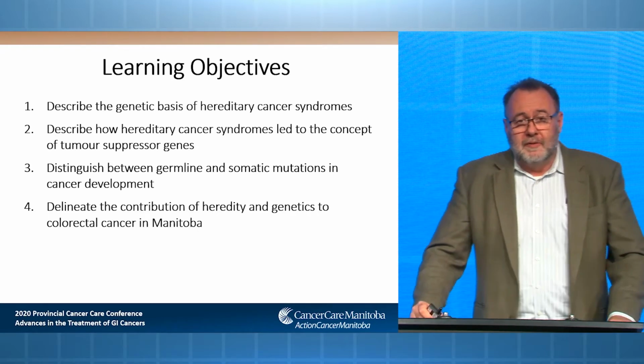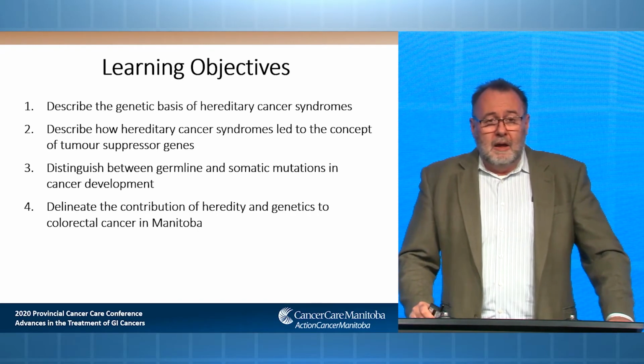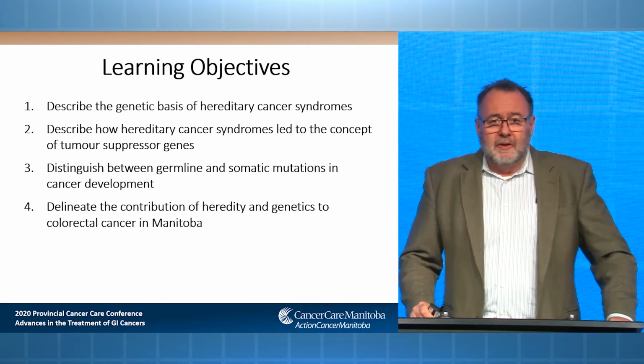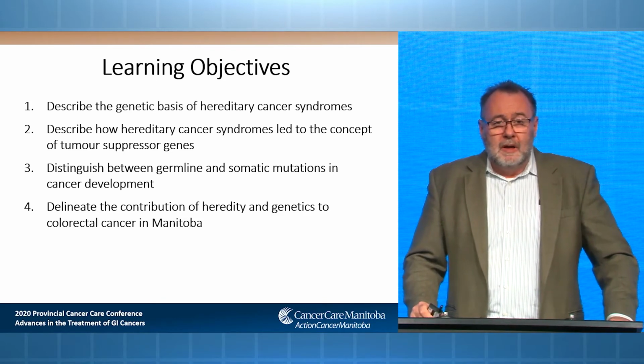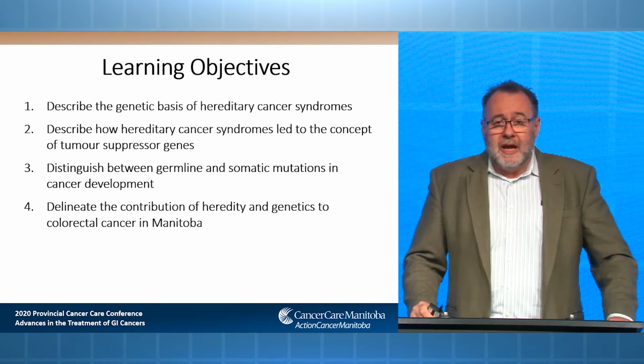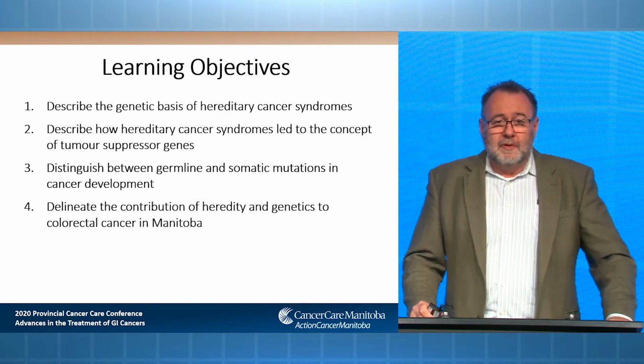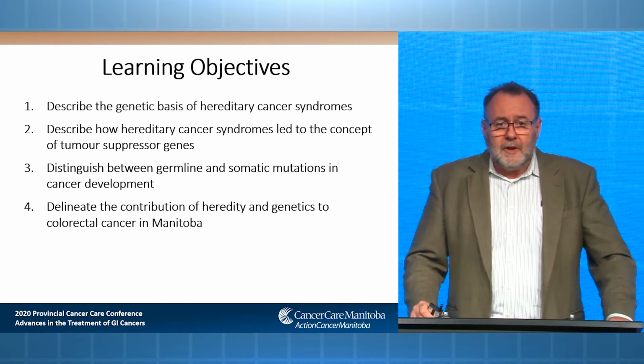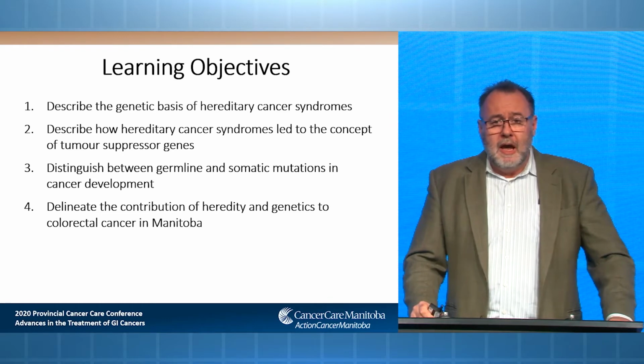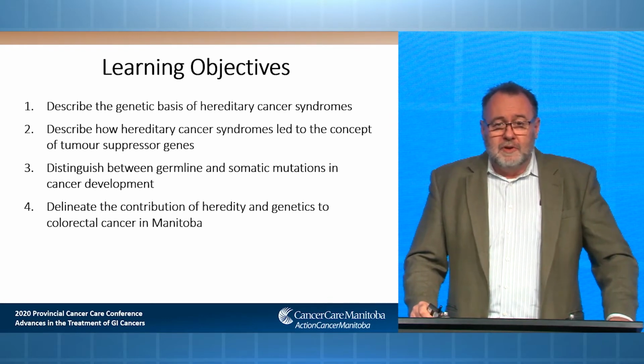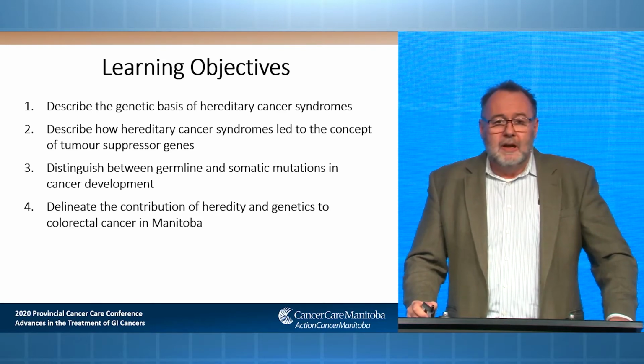The learning objectives of this presentation are to describe the genetic basis of hereditary cancer syndromes, describe how hereditary cancer syndromes led to the concept of tumour suppressor genes, distinguish between germline and somatic mutations in cancer development, and delineate the contribution of hereditary and genetics to colorectal cancer in Manitoba.